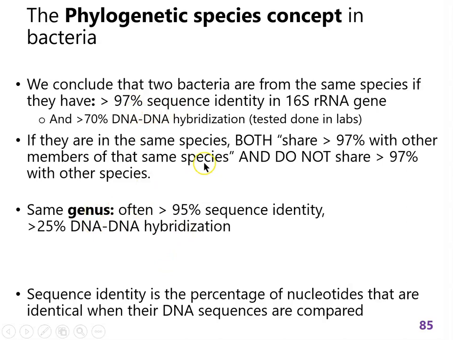So again, if these bacteria have greater than 97% identical 16S ribosomal RNA genes, we say they are in the same species. And they will not have 97% or greater sequence identity with bacteria from a different species. Genus is a little bit harder. We could set that threshold around 95%. And so all this can be done just by sequencing one gene from their genome.